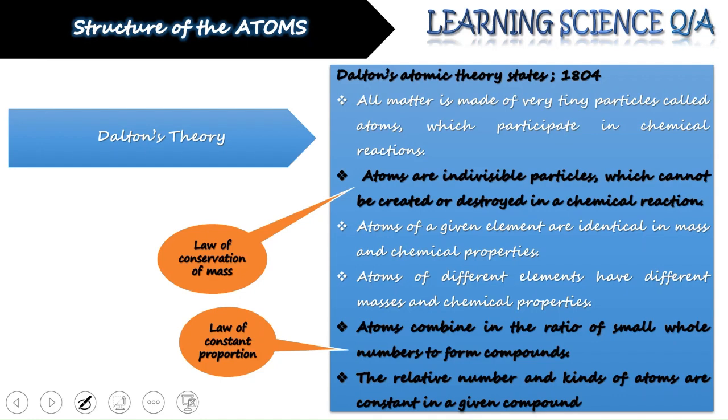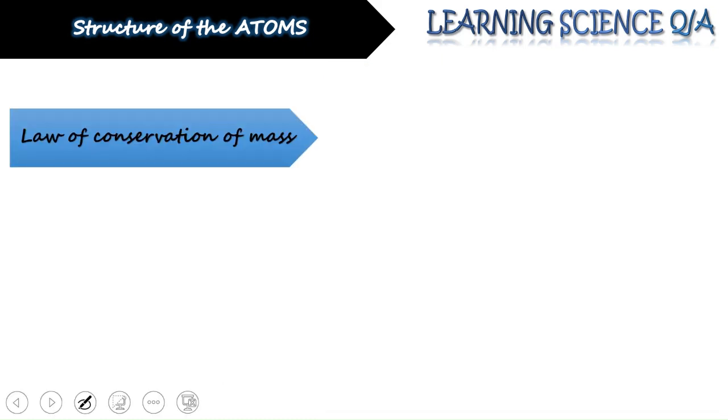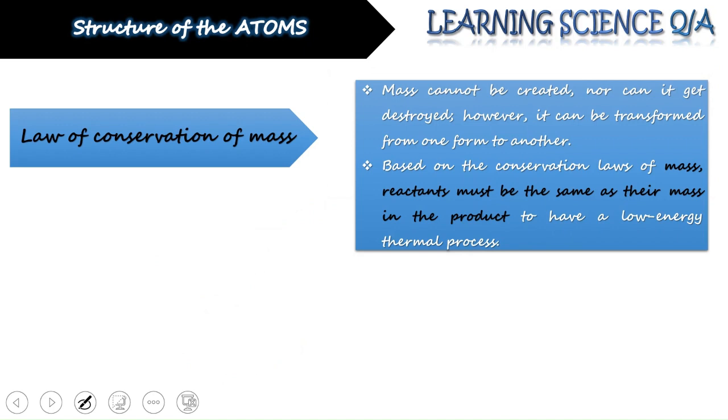Also, the law of constant proportion says atoms combine in a ratio of small whole numbers to form a compound, and the relative number and the kind of atoms that are taking part in a chemical reaction or forming a compound are always constant. They do not change based on the source of the compound or the method used to form that compound. So let's see the first law, that is the law of conservation of mass.